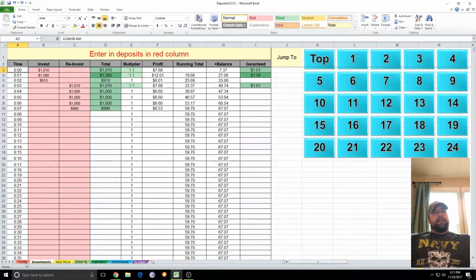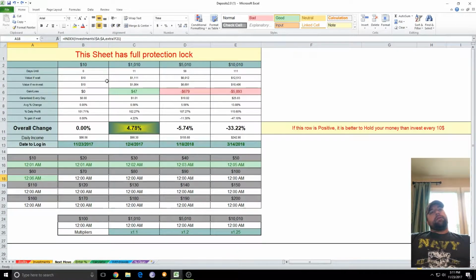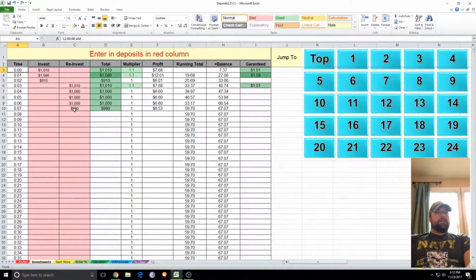Next move page right here, if you have $10 invested, it's going to take a while to get another $10, but $100 minimum, sorry. If you have $100 invested, it takes about 10 days to get $10 back in. So this will actually, let's act like we have a $100 investment. Let's go ahead and delete those.